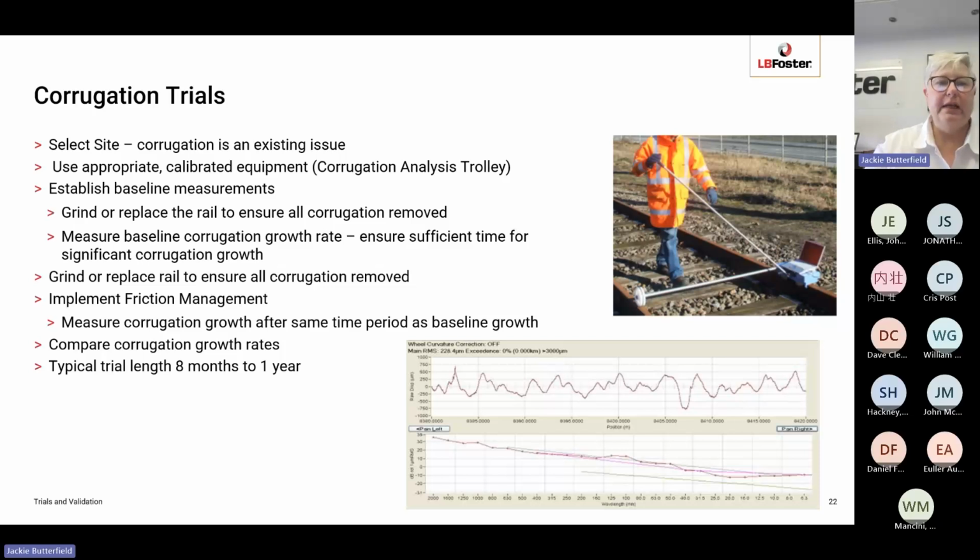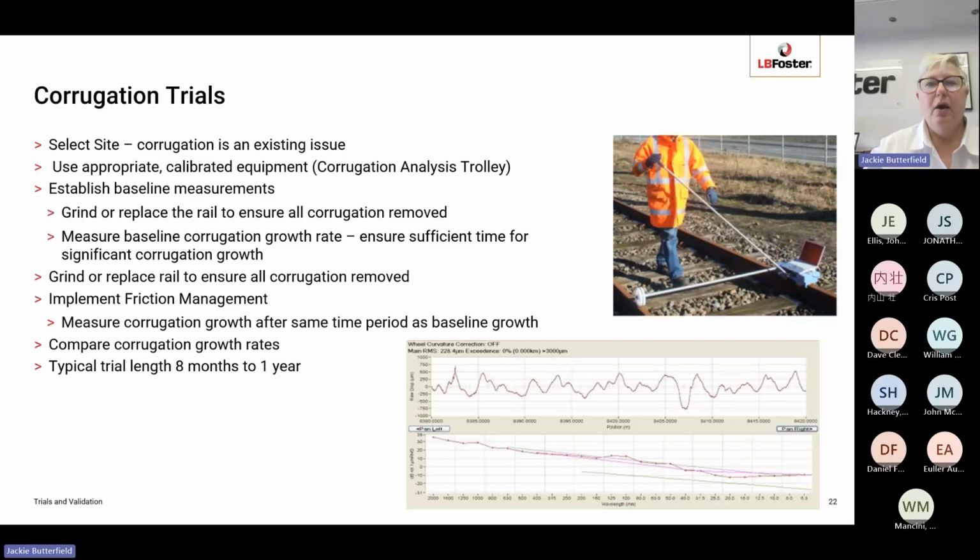So then obviously leave a certain period of time to allow the corrugation to grow, and then take periodic measurements over time to measure the growth rate. And you should ensure sufficient time is left to give you enough time to get a significant corrugation growth. And then you should repeat the grinding to ensure that the corrugation is removed again, implement the friction management, and then take, again, periodic measurements to measure the corrugation growth.